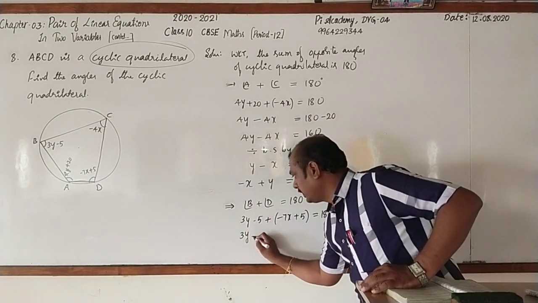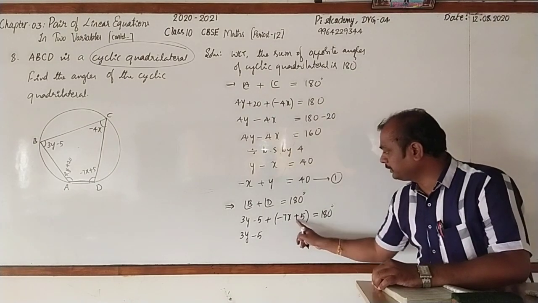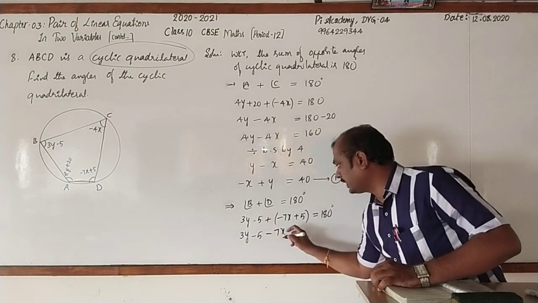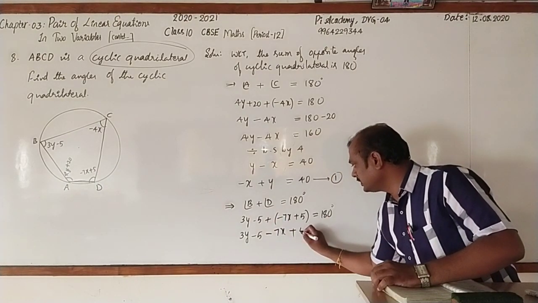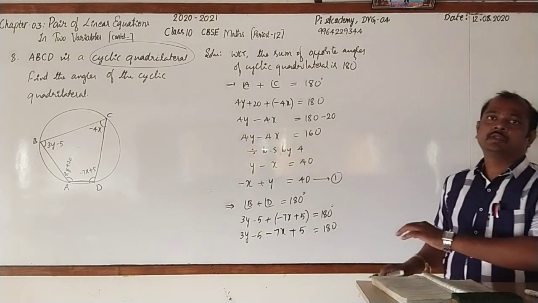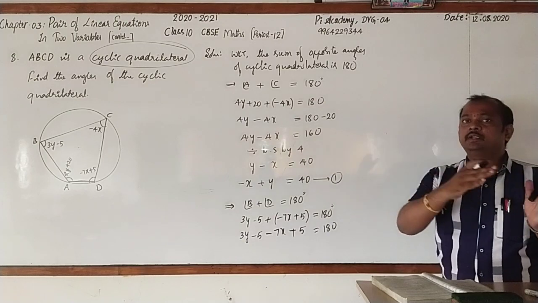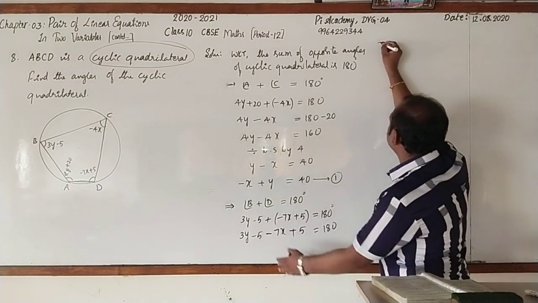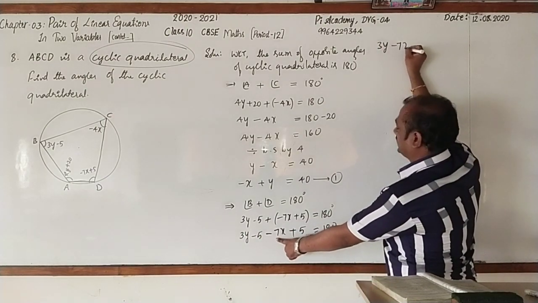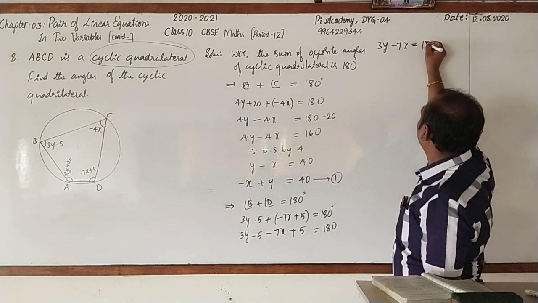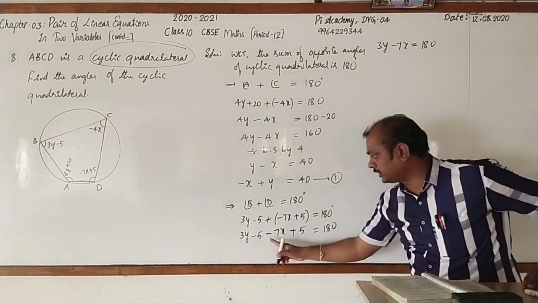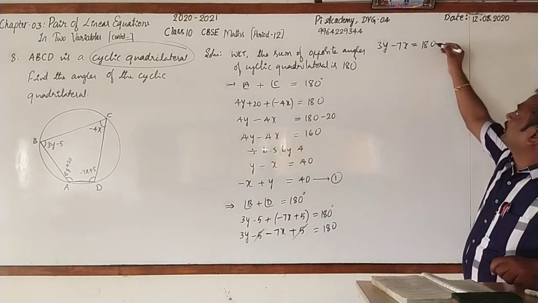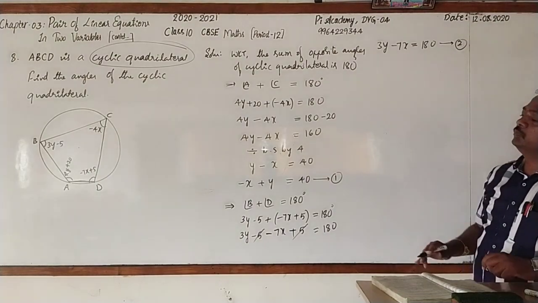Let's go for simplifying. 3y minus 5 as it is and multiply all the terms by the plus sign. So plus into minus, it is 7x. Plus into plus, it is 5, which is equal to 180. Then separate algebraic terms and constants. Then we can write algebraic terms as 3y and minus 7x, which is equal to 180. Here you can also observe that we have minus 5 and plus 5, both get cancelled. Now you may call this equation 2.